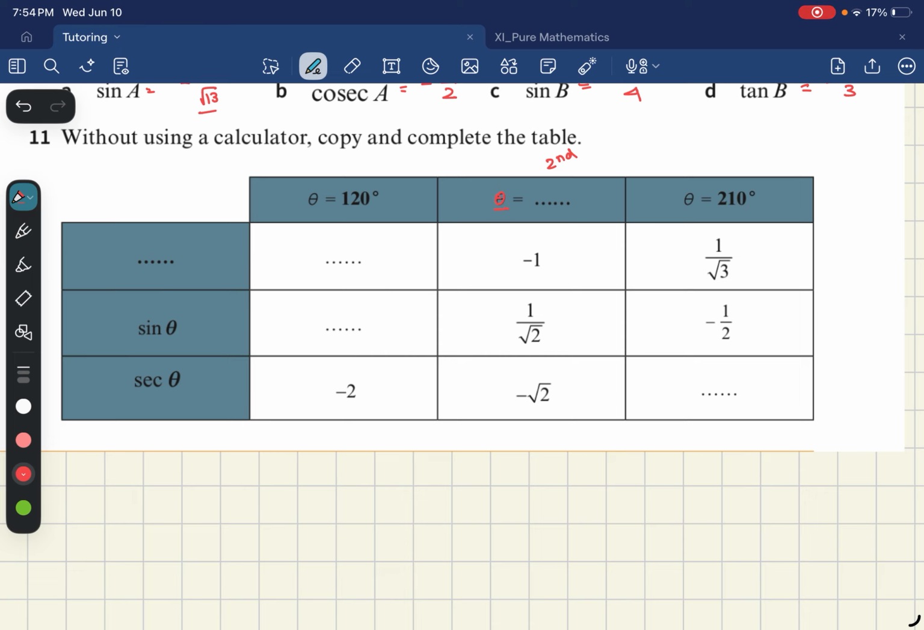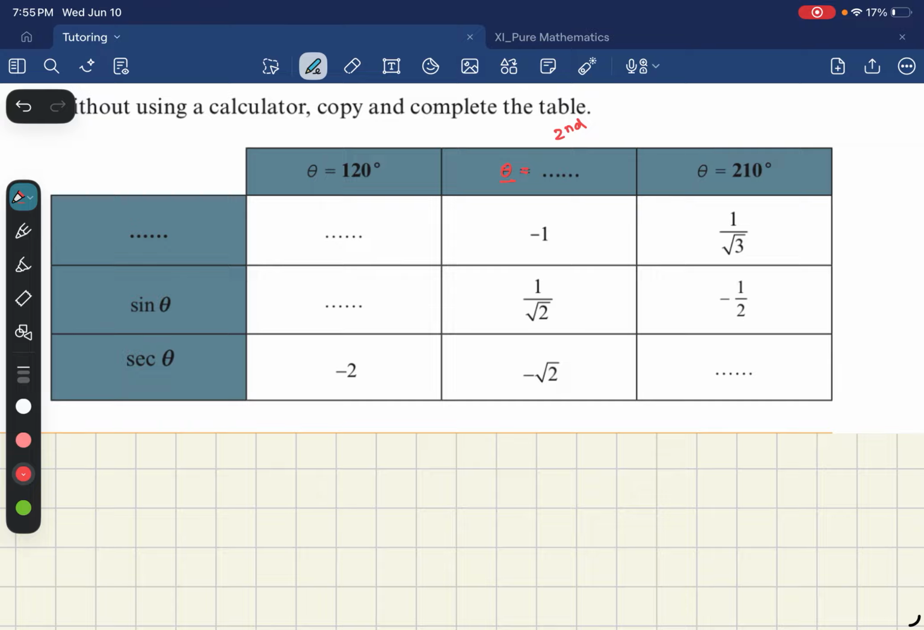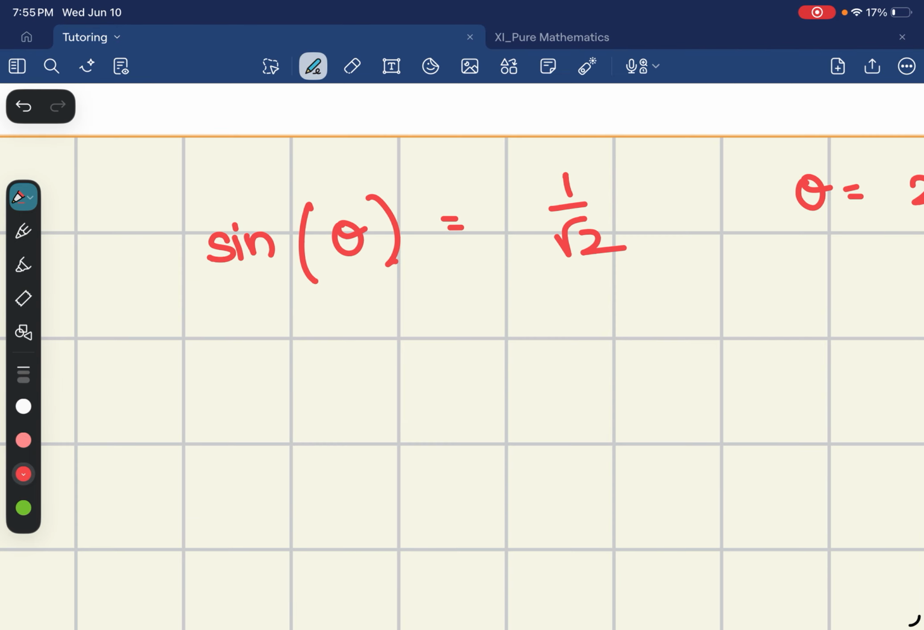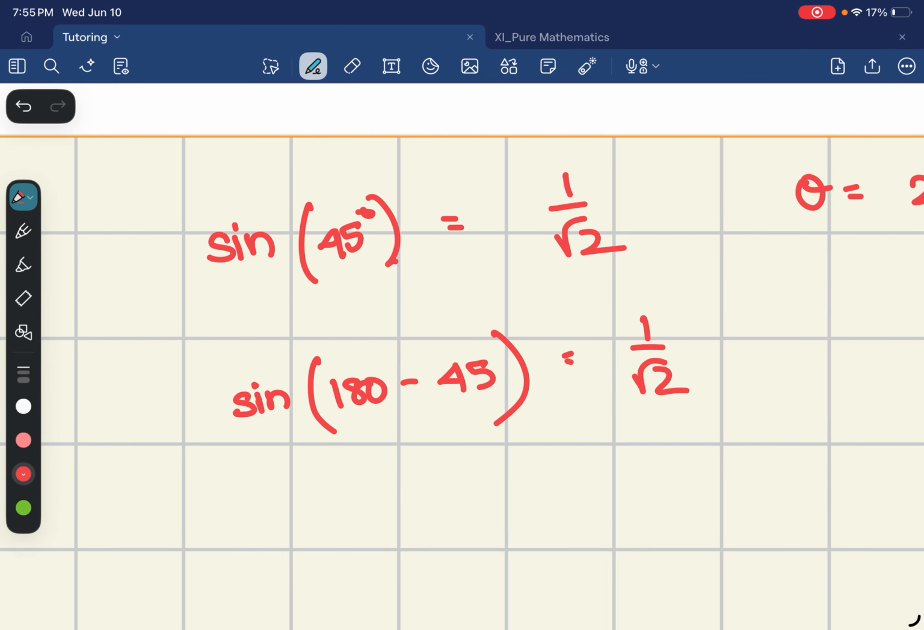For this value of theta, sine is positive, secant is negative. So that is only possible in the second quadrant, right? So now I need to find an angle theta, where sine of theta gives me 1 by root 2, and theta is in the second quadrant. How do I find that out? Well, sine of 45 degrees is 1 by root 2. And think about it, if I write it as 180 minus 45, it's the same thing. I'm still going to get 1 by root 2, right?